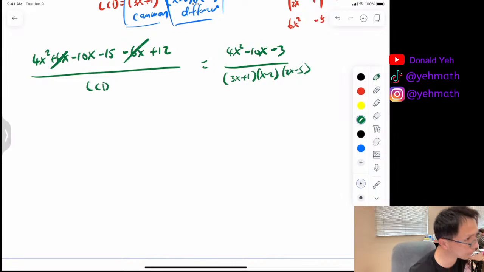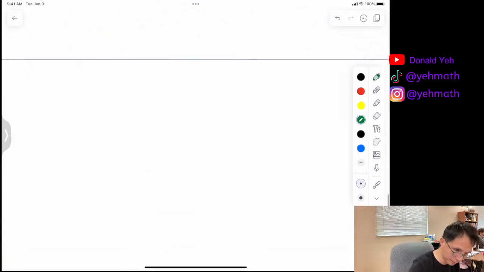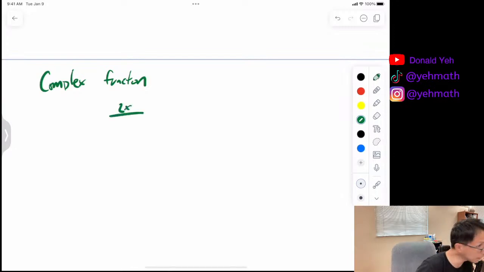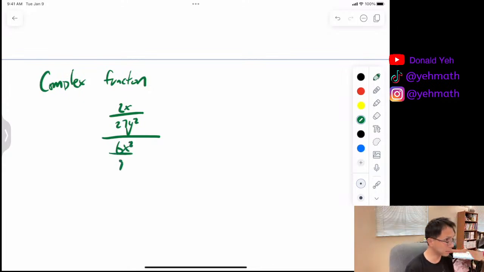Now let's go through complex fractions. What is a complex fraction? We did a complex fraction before. So for example, this is a complex fraction. This is a fraction within a fraction. So that's called a complex fraction.